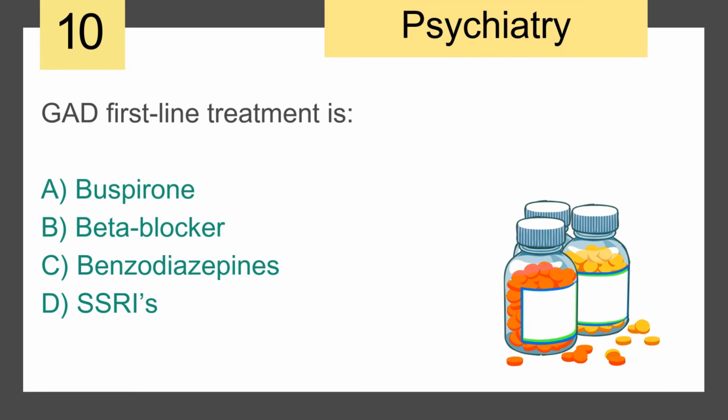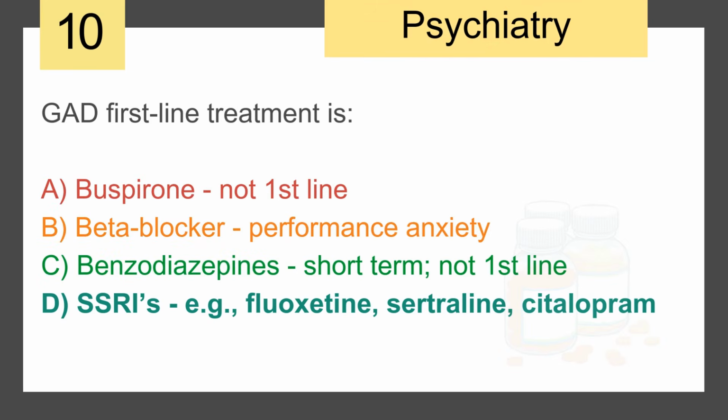Question 10. GAD first-line treatment, of course, is SSRIs. Antidepressants are used to treat generalized anxiety disorder. We always have buspirone, Buspar, that's used to treat anxiety, but honestly works more as a placebo. The real treatment for GAD is SSRIs, of course, in addition to therapy. For example, CBT. Buspirone is not first line, beta blockers are more for performance anxiety, and benzodiazepines are for the short term, not first line. And of course, avoid the benzodiazepines in patients above the age of 65 or 70. They could sometimes do the opposite of what you really want in the elderly population.